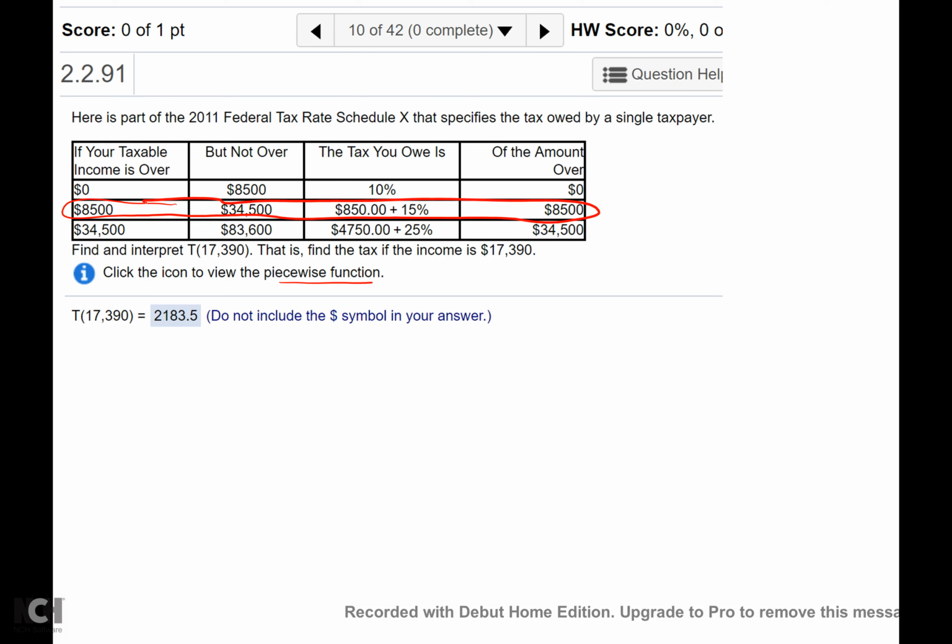So, to figure out the tax that I owe, you're going to pay 850 plus 15% of the amount over 8,500. So I'm going to have to take my number, 17,390, and take away the 8,500. If I just type it, 850 plus 0.15 times (17,390 minus 8,500), I get 2,183.50. That's the tax that I would have to pay on making $17,000.